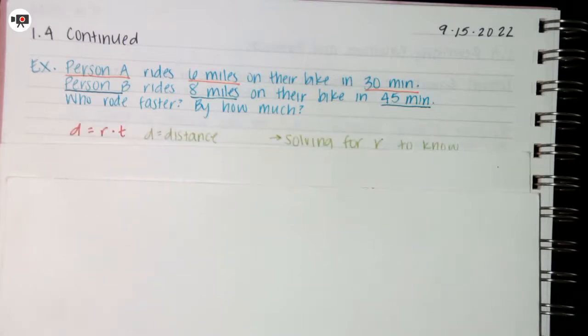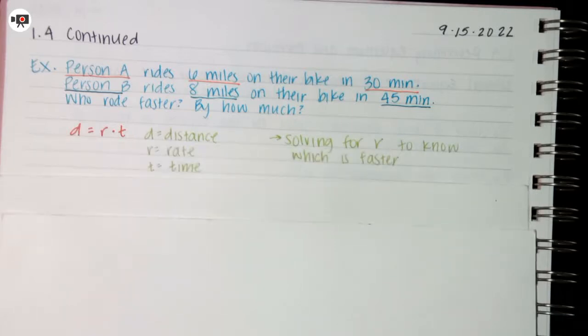So, to do this, we're going to use something we call the distance formula, and that is D equals R times T, where D is the distance, R is the rate, and T is the time. The rate and time need to have the same time on them. And we are going to solve for R to know which one is faster. So we need to know the rate.